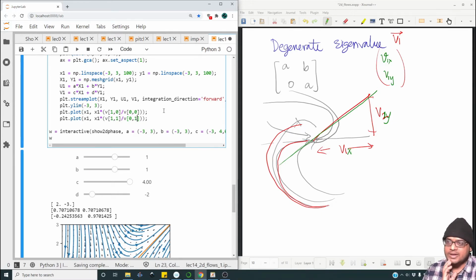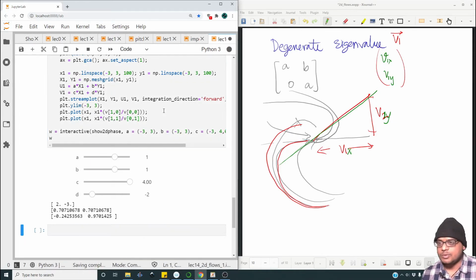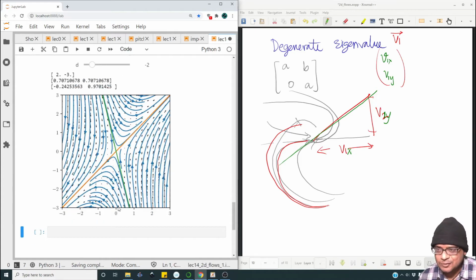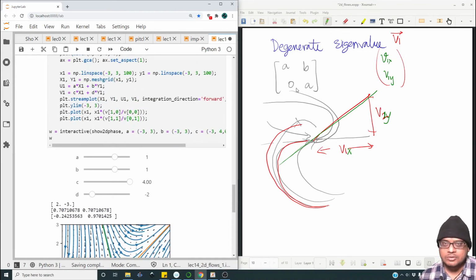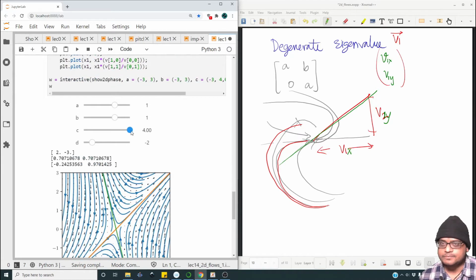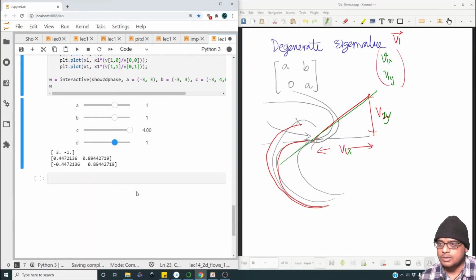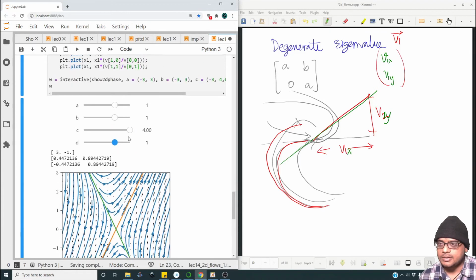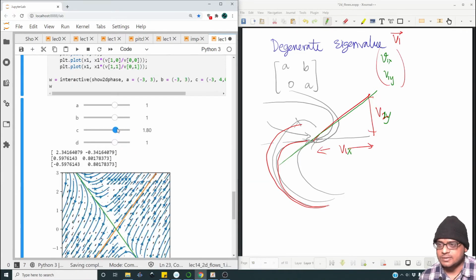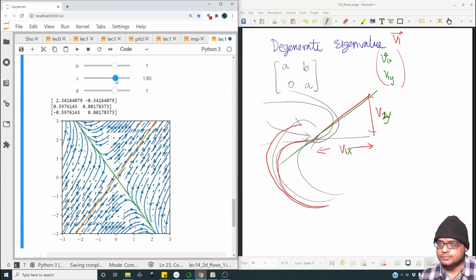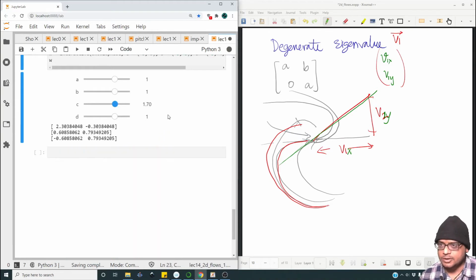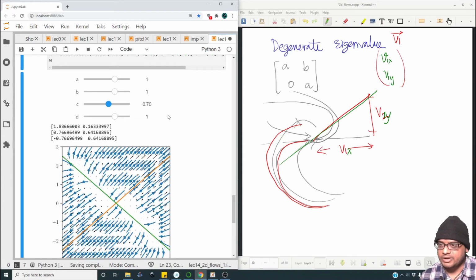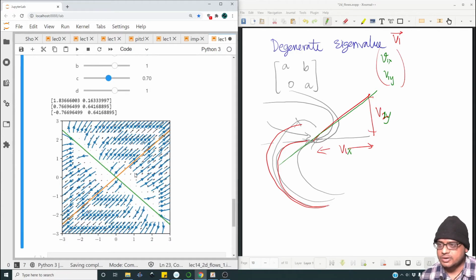So these are the two eigen directions. Let me plot this. Okay, so the green is one eigen direction, the orange is one eigen direction, and the blues are all the trajectories. Let us go back to this degenerate case. So A and D are equal. Alright. Now C's value is decreasing. So let us reduce C slowly. So at point 7, these are the two directions.